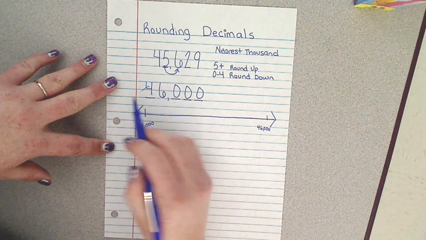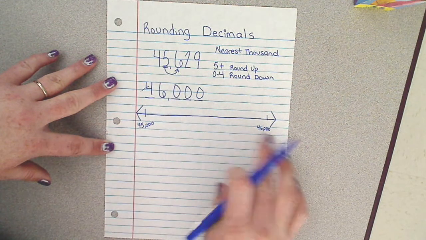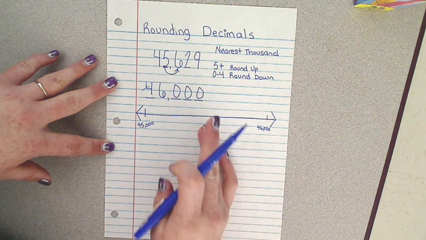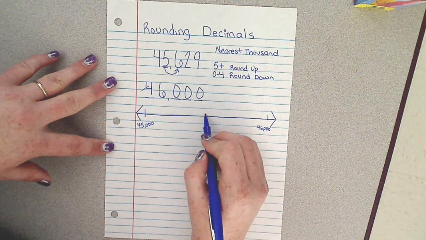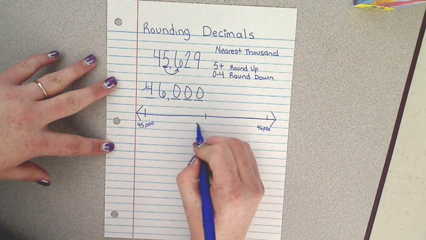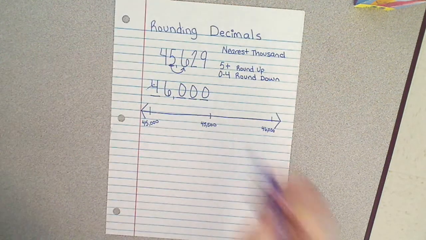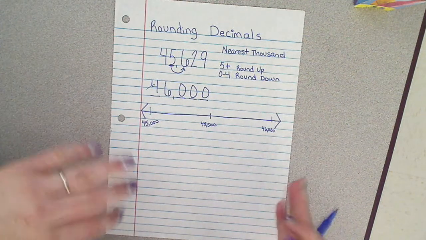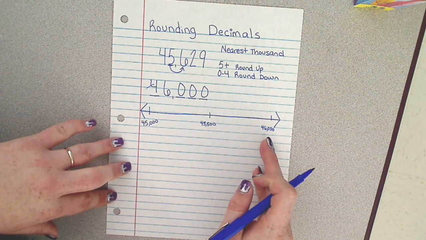I need to place my number on this number line. I'm going to start by finding my median. My median is my middle number. So I'm going to place 45,500, because 45,500 is in the middle between 45,000 and 46,000.